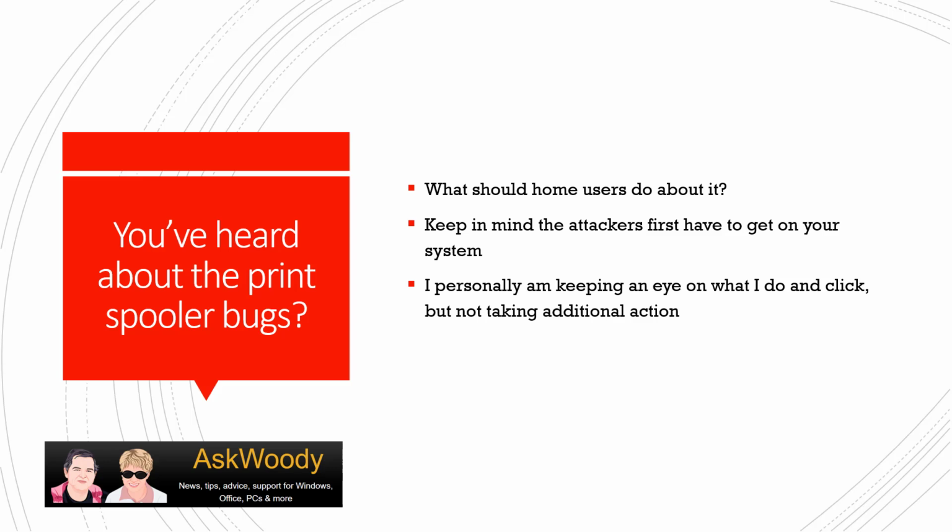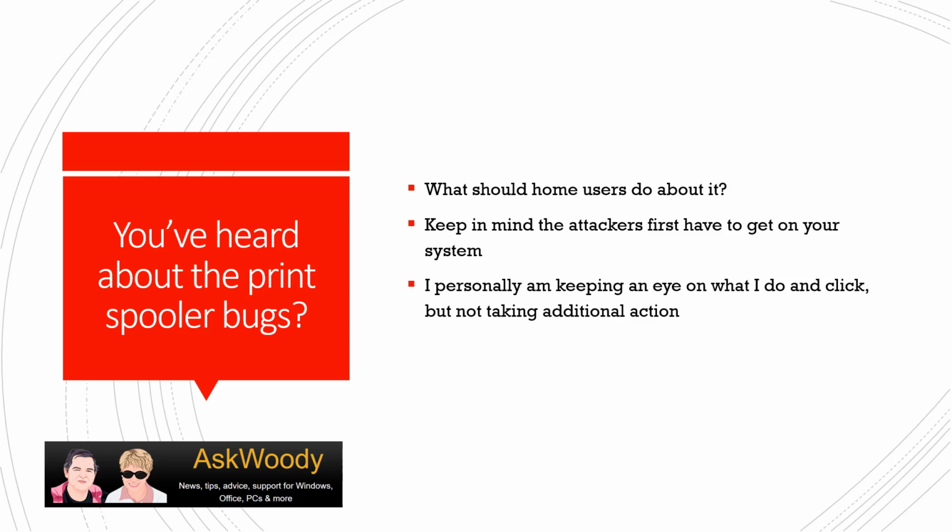Today I'm going to revisit two bugs that are not yet patched, and I'm going to talk about the two different camps, home users and business users, and how I'm going to recommend two different treatments. So you've heard about the Print Spooler bugs that are proof of concept. They've been discussed already. They're going to be discussed even more this coming week.